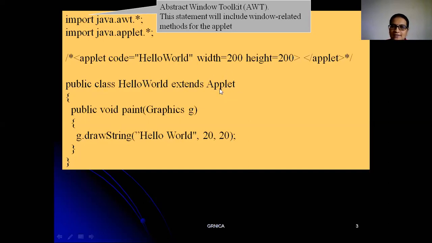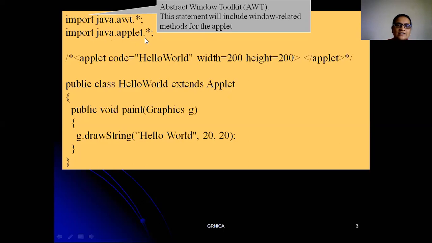Applet is a class. This is a base class, and we are extending it here. This is already existing, so there is no need of writing public class Applet and the functions within it. You can just extend it. Before extending it, you can see import java.awt. AWT, abstract window toolkit, I have already explained in event handling. This statement will include window related methods and all.